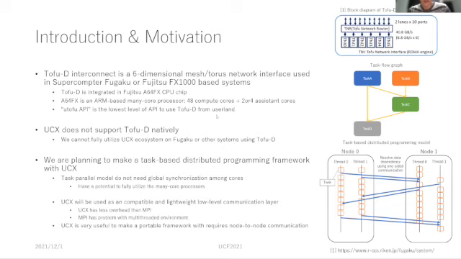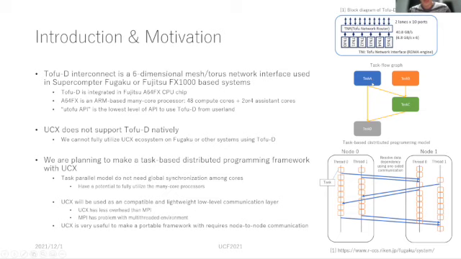Another motivation for this porting is that we are planning to make a task-based distributed programming framework with UCX. The task parallel model is a kind of parallel programming model in which a program is divided into a set of tasks. A program is constructed from a lot of tasks, building a task flow graph or a dependency graph like the middle figure. Then each task will be executed asynchronously following the task flow graph.